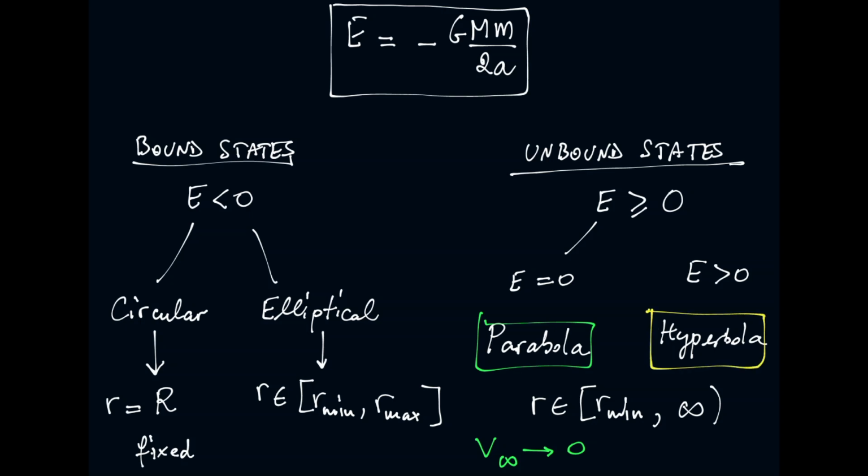And for the hyperbolic motion, where the total energy is not only zero but bigger than zero, there's actually a finite speed. So I get to infinity and I have some kinetic energy to spare. So that's the key difference between parabolic and hyperbolic motion in this energetic context.